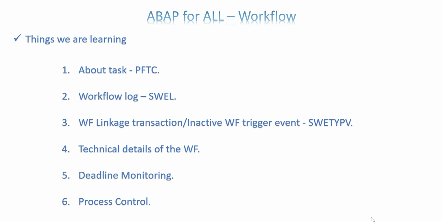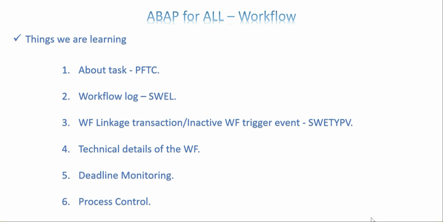And the workflow linkage between the business objects and the workflow. If you take the rental system, the same business object and the same user can be used by many people. So to understand which workflow uses the same object, we need to understand the linkage between the business object and the workflow. It's very common in the rental system, but in real time we may have a customized workflow, or individual groups or individual users. Still, we need to understand how we are able to see that information. That comes under the SWETYPV transaction.